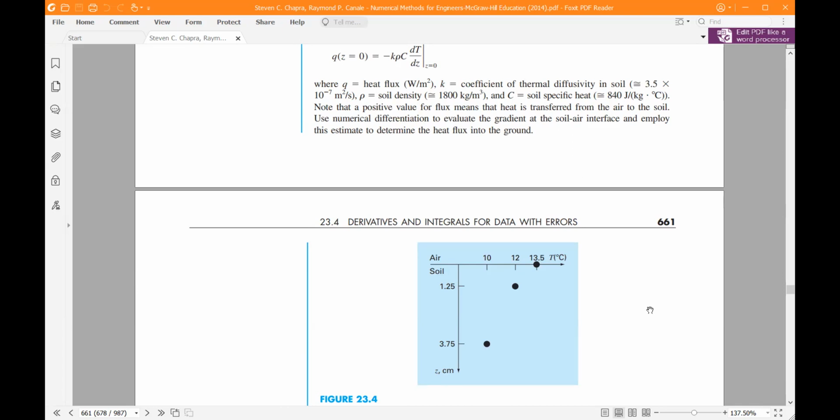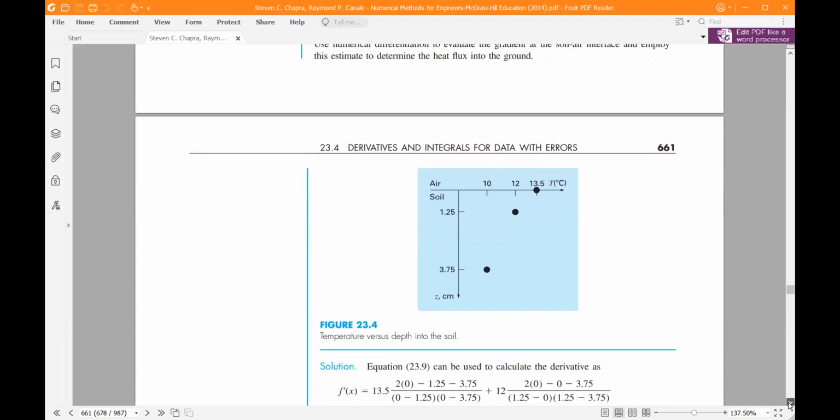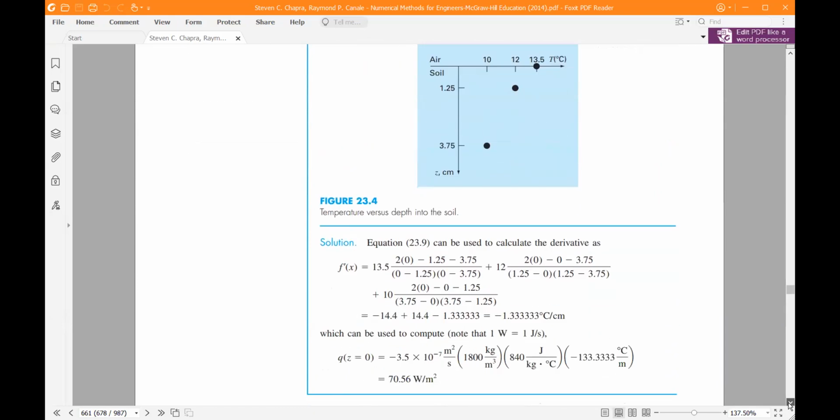Okay. Then, as the data is not equally spaced, you can use Lagrange's polynomial formula given earlier to find the derivative. This is that formula, okay? The general formula is this: you put the value of x there because you have to calculate the derivative of the heat flux at z equal to 0.